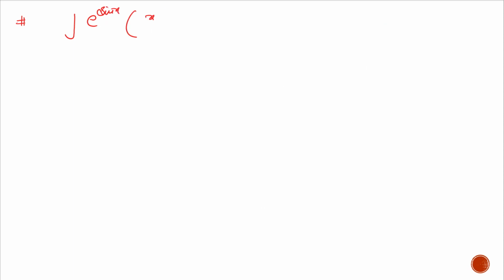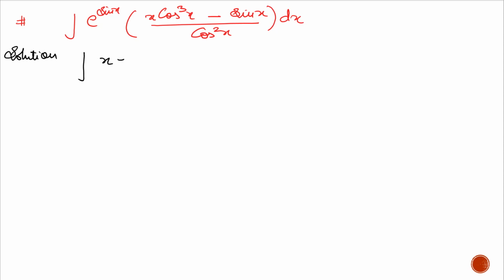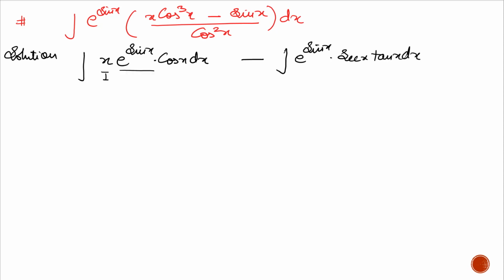Last example, integrate e raised to power sin x in bracket (x cos cube x minus sin x) whole divided by cos square x with respect to x. We divide this question into two parts and we get e raised to power sin x into x cos x minus e raised to power sin x sec x tan x. In the first part, we take x as the first function and e raised to power sin x into cos x as the second function and solve by parts.